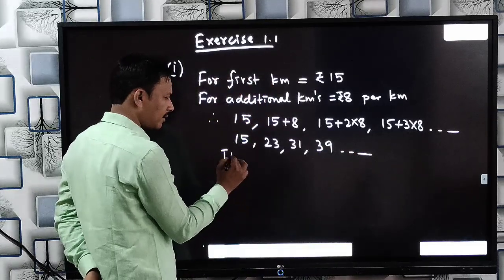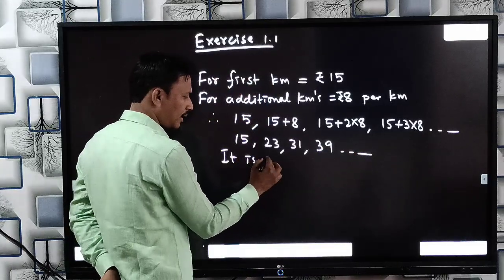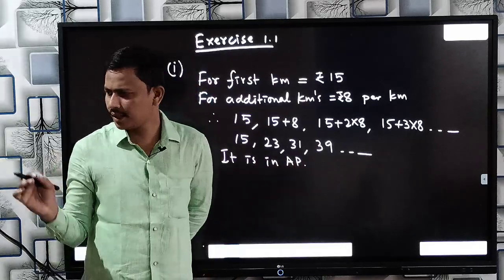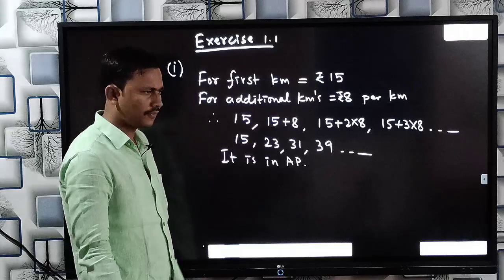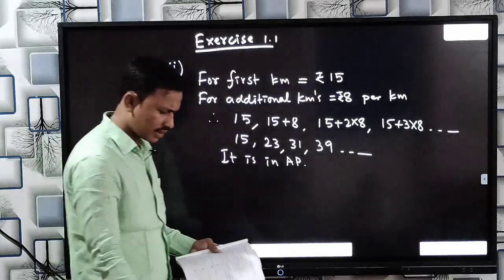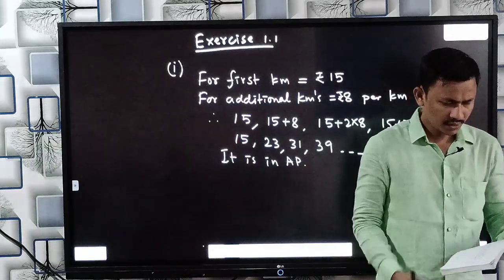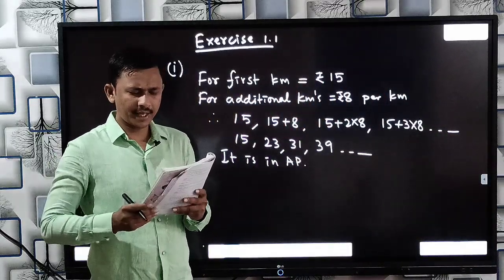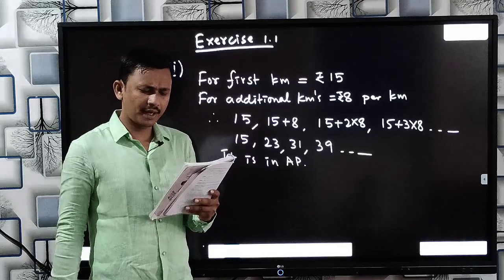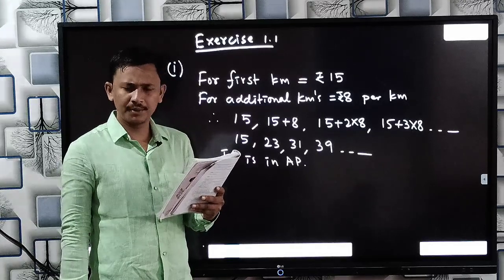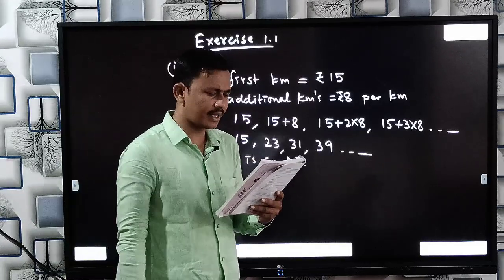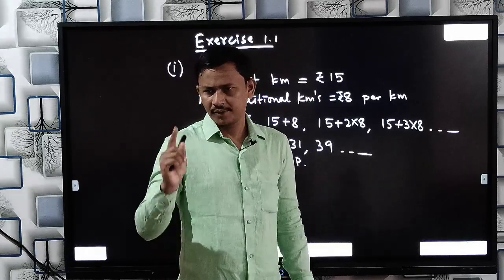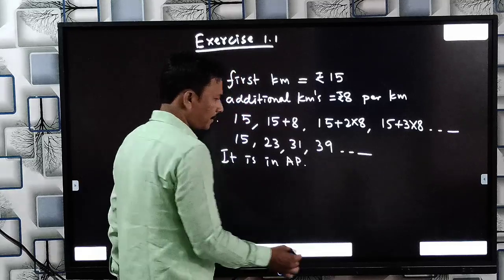It is in arithmetic progression. This situation is in arithmetic progression. This is the first solution. What is the second question? Second question. The amount of air present in a cylinder when a vacuum pump removes 1/4 of the air remaining in the cylinder at a time. Okay, let us consider.